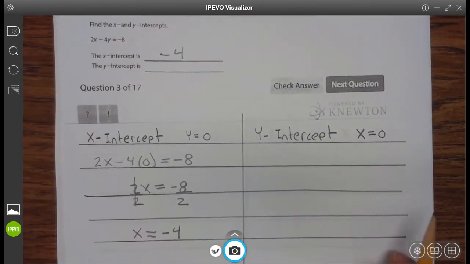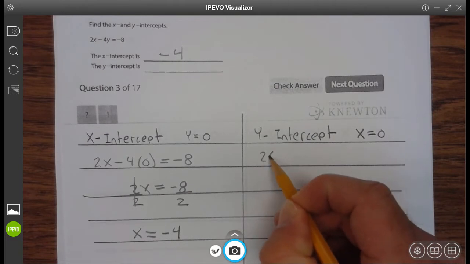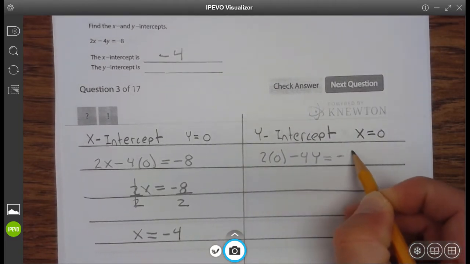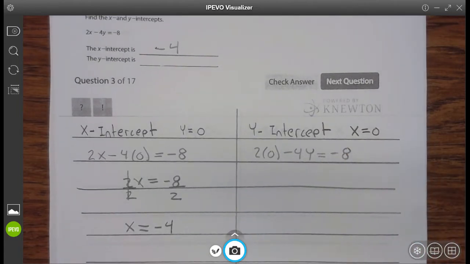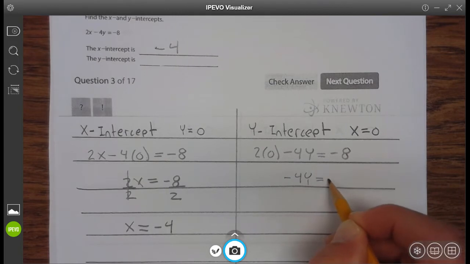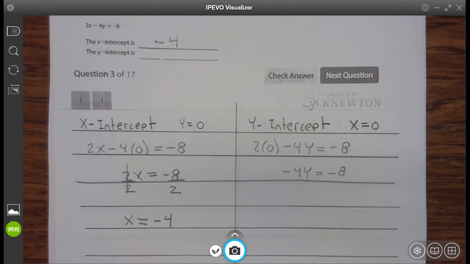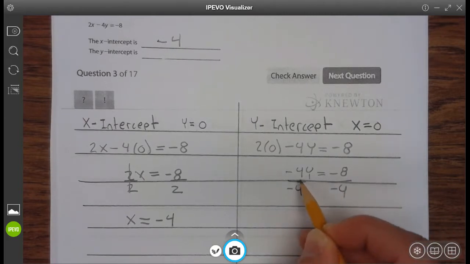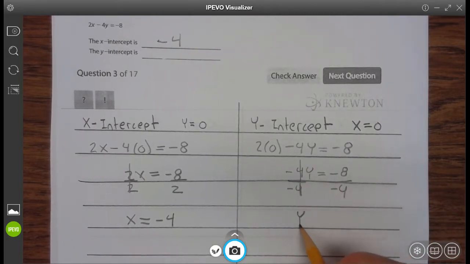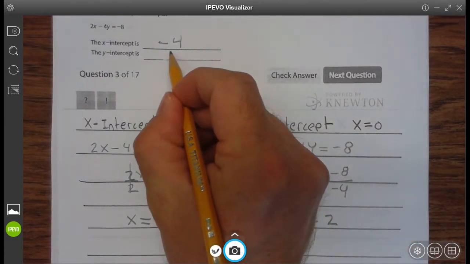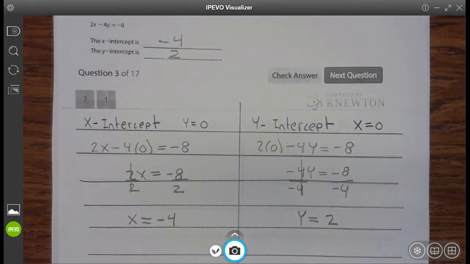Now for the y-intercept, x is 0, so that's 2 times 0 minus 4y equals negative 8. 2 times 0 is 0, so you're left with negative 4y equals negative 8. To solve for y, we're going to divide both sides by negative 4. Negative 4 divided by negative 4 is 1. So you get y equals negative 8 divided by negative 4, which is a positive 2. Go and finish up example 3.